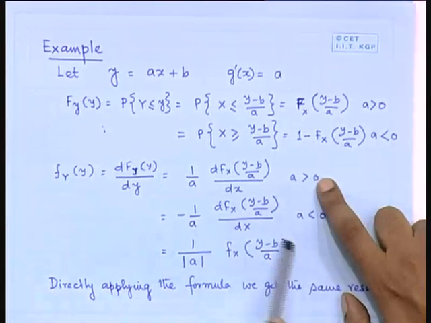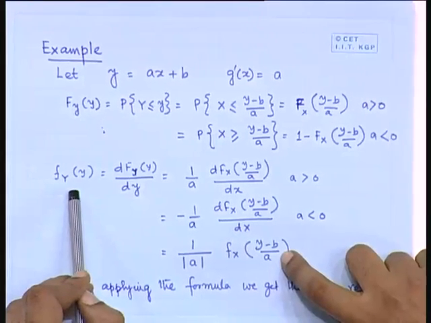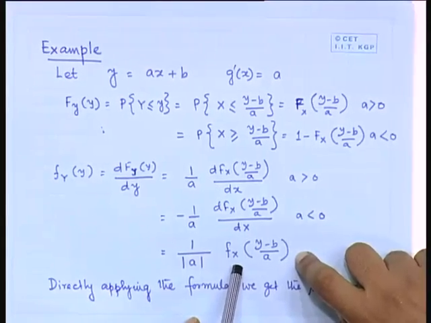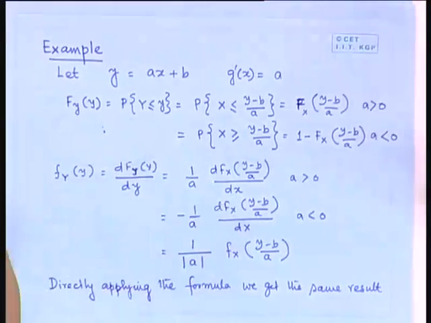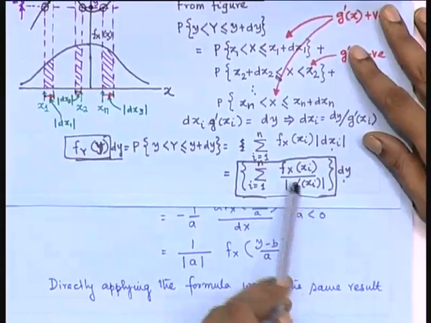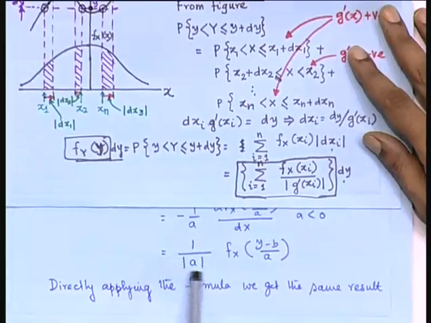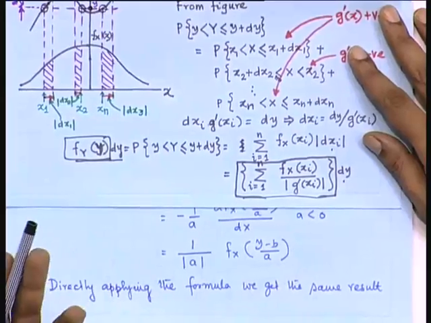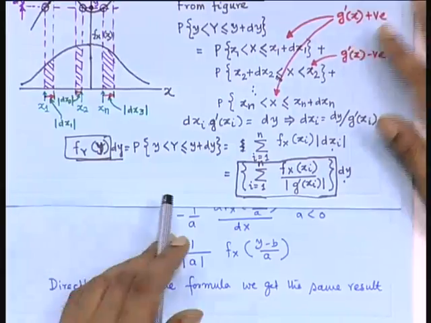So this is the probability density function of y given the probability density function of x, and we sort of obtained it from common sense principles. Now you can put it in the formula. If you put it in the formula, you will get the same thing. See, we are getting mod g dash (xi) is this mod a, and fx(xi) is this fx of (y minus b) by a. So we are getting the same thing, and we have only one root because of that function. So it is the same thing.